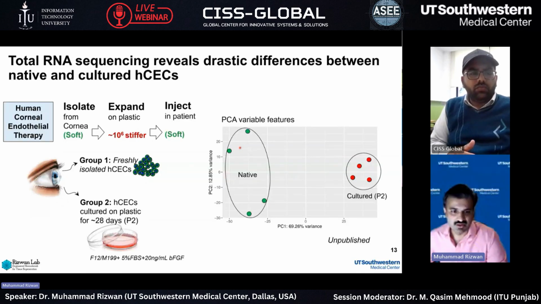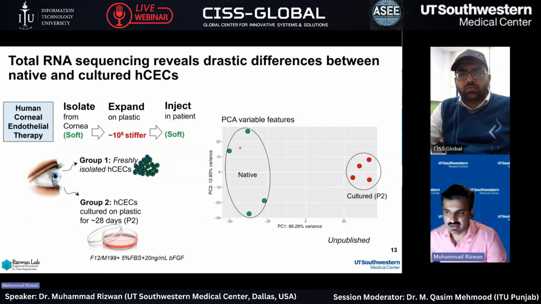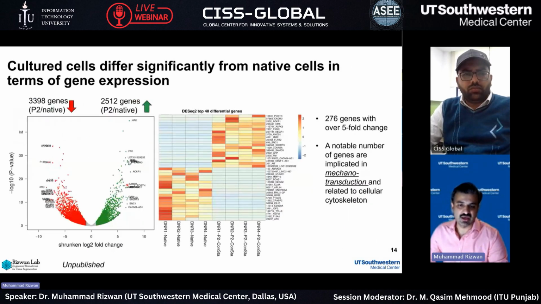We went ahead and did a bunch of analysis on gene expression and showed that almost 276 genes have over 5-fold change in their expression. And a lot of these genes are implicated in mechanotransduction. Again, I'll keep it simple. I'll skip a lot of details here.